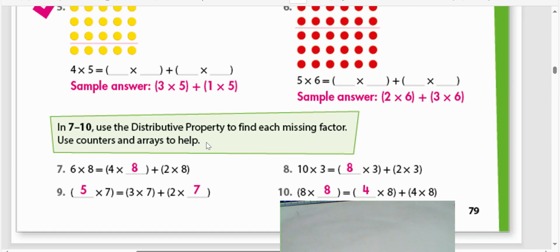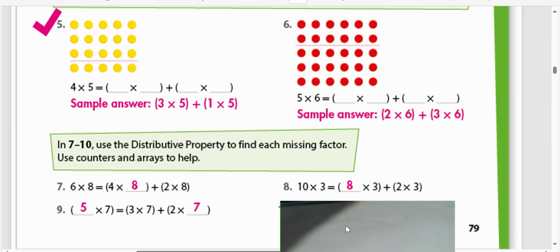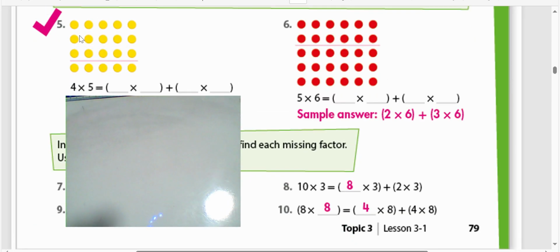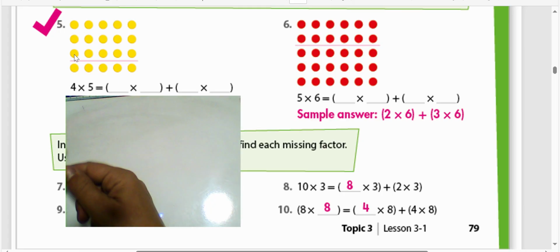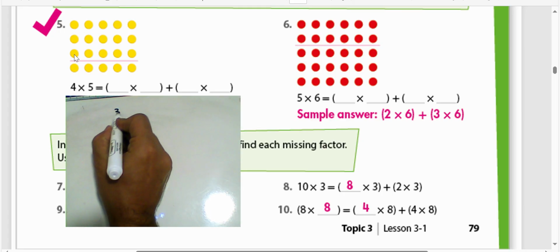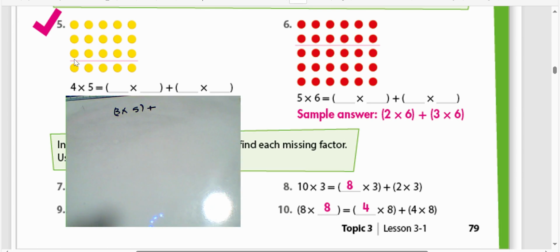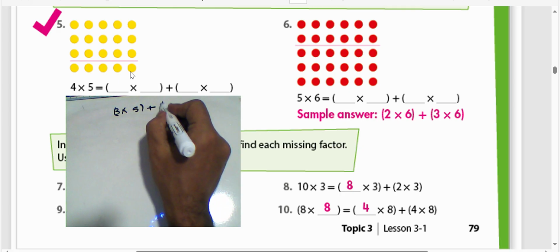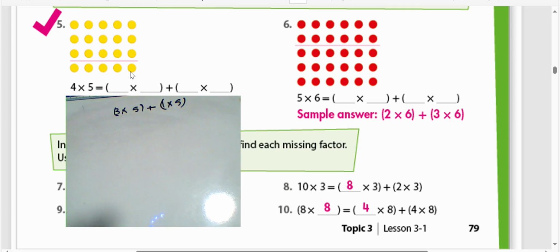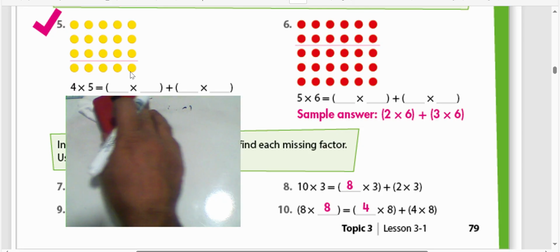Next question. We can count the numbers here like this: 4 times 5, we have 1, 2, 3, 4, 4 rows. Each row contains 5 elements. Divided into 1, 2, 3, then we must write 3 rows. The number of rows is 3, and each row contains 5 elements. And next, we have 1 row containing 5 elements. Then we must write 3 times 5 plus 1 times 5.